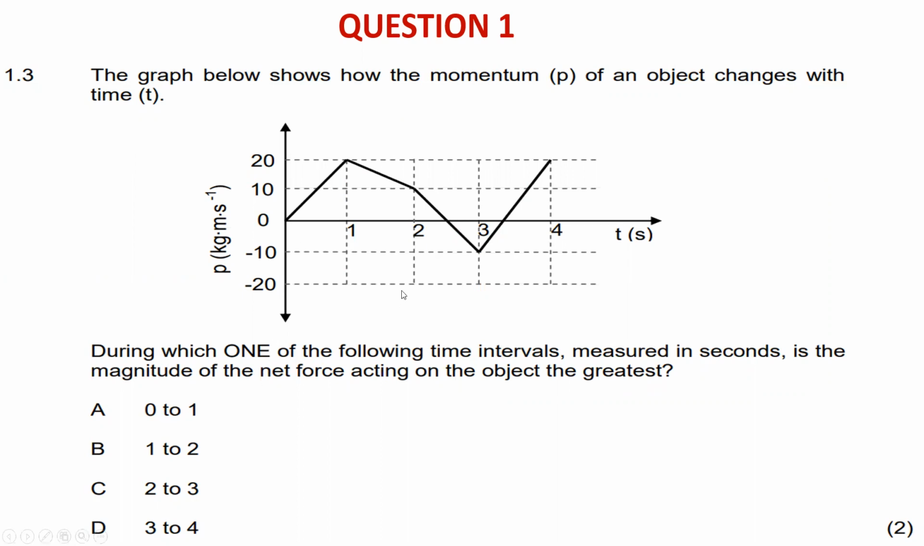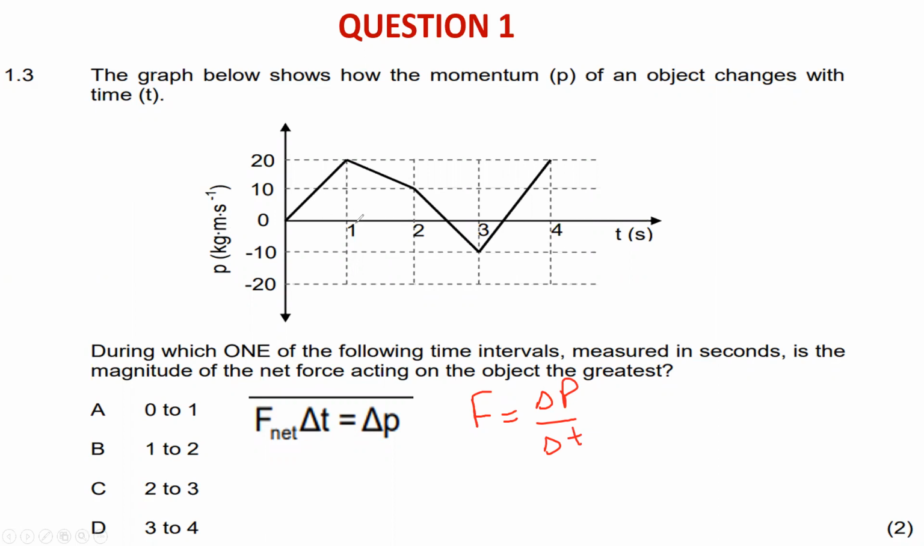So let's see our formula first. F net times delta T is equal to delta P. We know that. And from that formula, we can write the force formula: force equals delta P over delta T. And then we can calculate for each.